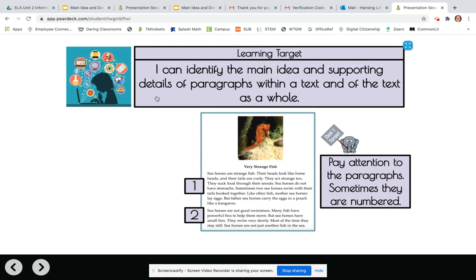In third grade, our learning target is I can identify the main idea and supporting details of paragraphs within a text and of the text as a whole. Pay attention to the paragraphs. Sometimes they are numbered. This is paragraph 1. This is paragraph 2.